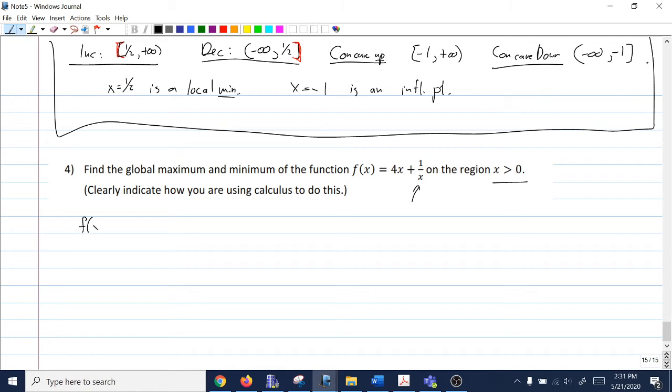Our function is 4x plus x to the -1. The derivative of that function is 4 minus x to the -2. We'll go ahead and take the second derivative in case the second derivative trick works for knowing that it's a max or min. The second derivative is positive 2x to the -3. That's 2 over x cubed. This thing's always positive.